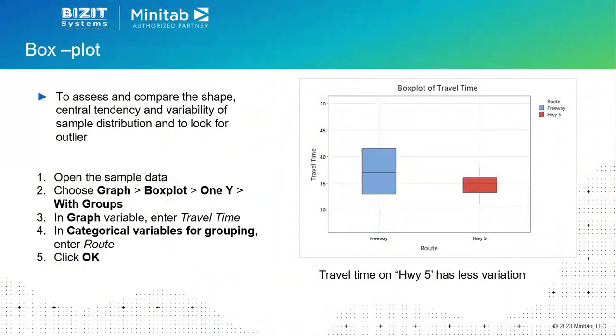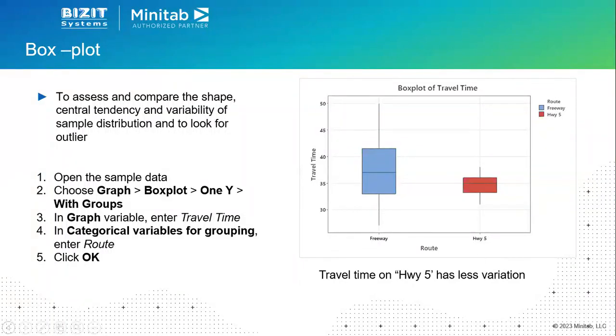Maybe for this case, more on the technical part, you need to look at the outliers. Outliers can be a big issue in your statistical analysis, let's say for regression. It's complicated, so you may want to study them more, or maybe you want to see the variability between two others. For this case, we want to compare two routes, the freeway or Highway 5.